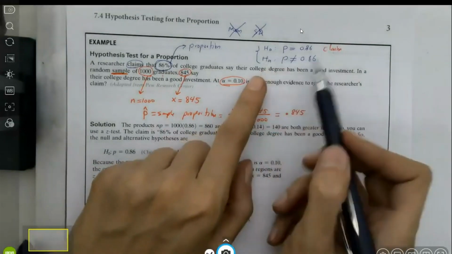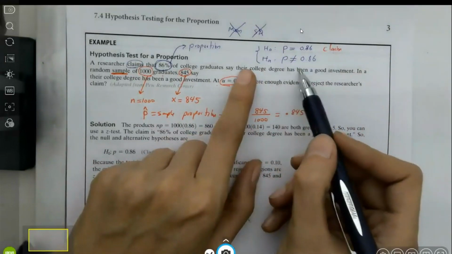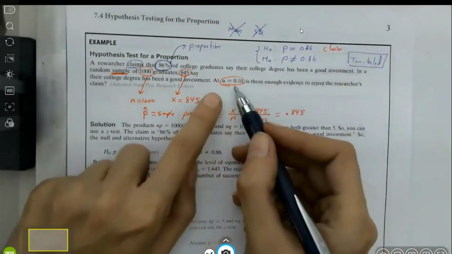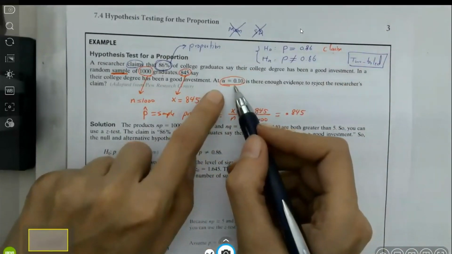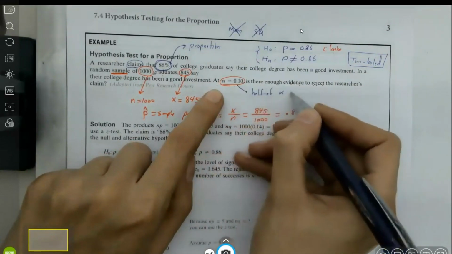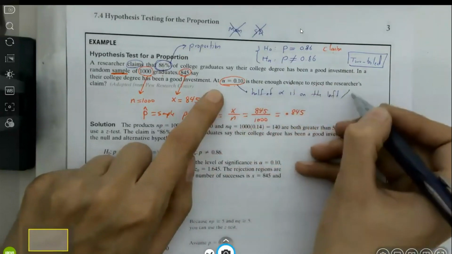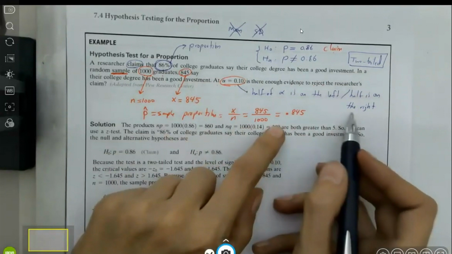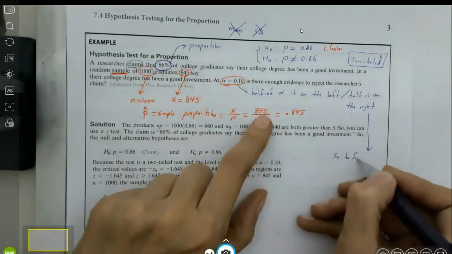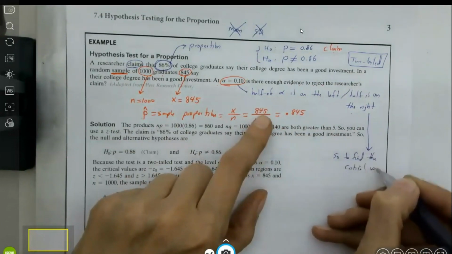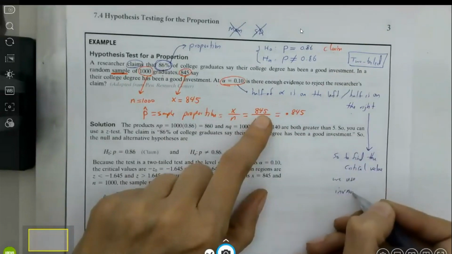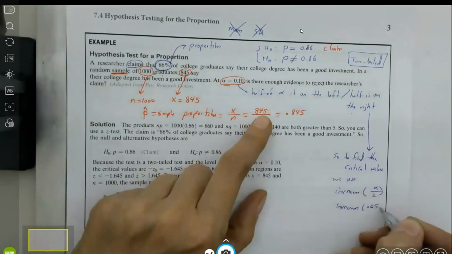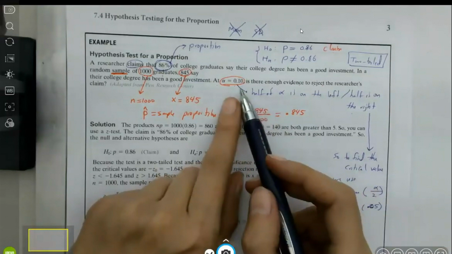Take a look at your null and alternative hypothesis. This is a two-tailed graph. Two-tailed. Alpha is given to us as 10%. It means that half of alpha is on the left, half is on the right. So to find the critical value, we use inverse norm for alpha divided by 2, or inverse norm of 5%. 5%, not 10%.